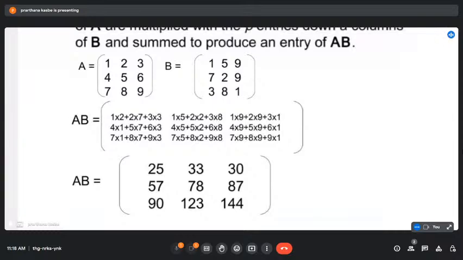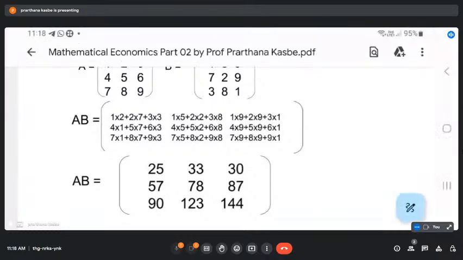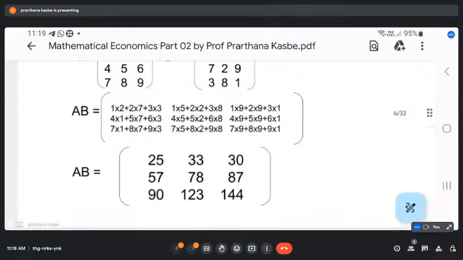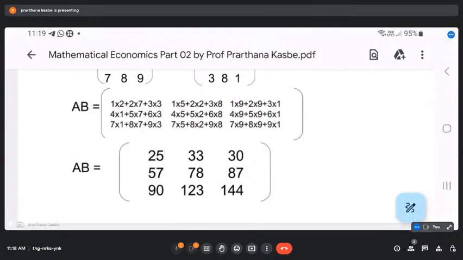Now 1 into 9. That is first row and third column. 1 into 9 plus 2 into 9 plus 3 into 1. Then 4 into 9 plus 5 into 9 plus 6 into 1. 7 into 9 plus 8 into 9 plus 9 into 1. So firstly you have to multiply all the factors and add up in it. So 2 ones are 2 plus 7 2s are 14 plus 3 3s are 9 is 25.